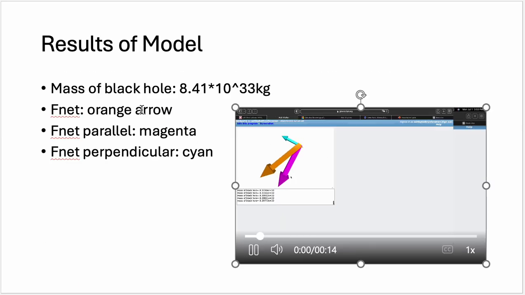And so here are the results. I got 8.41 times 10 to the 33 kilograms. F net is this orange arrow. F net parallel is the magenta arrow. F net perpendicular is the cyan arrow. And so you can see the full orbit and the way in which F net looks.